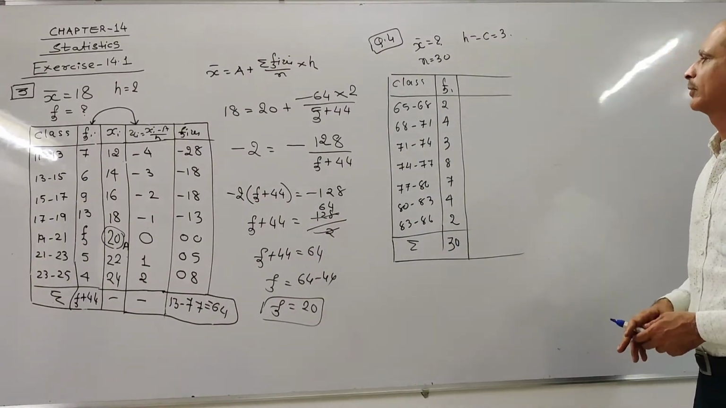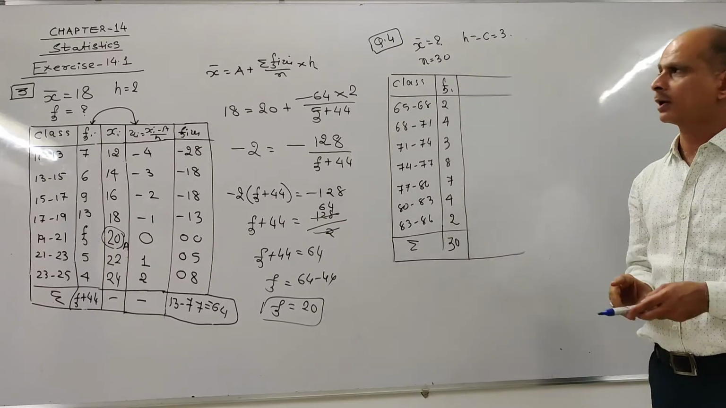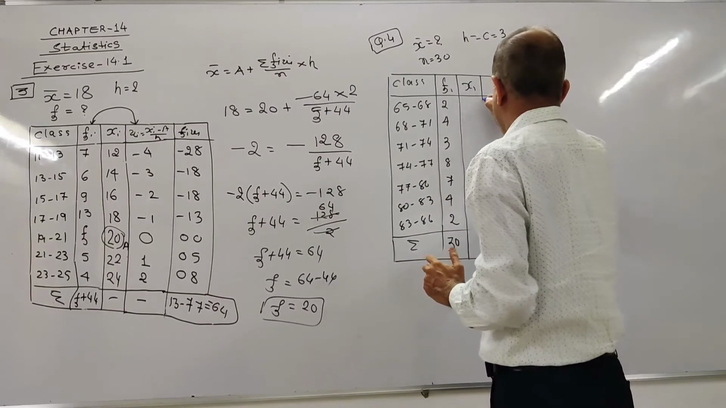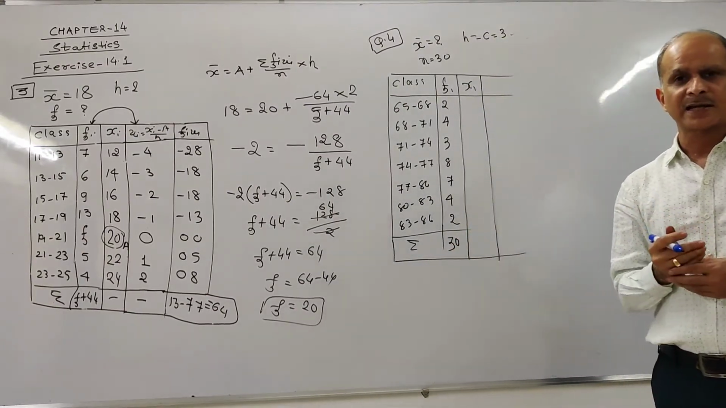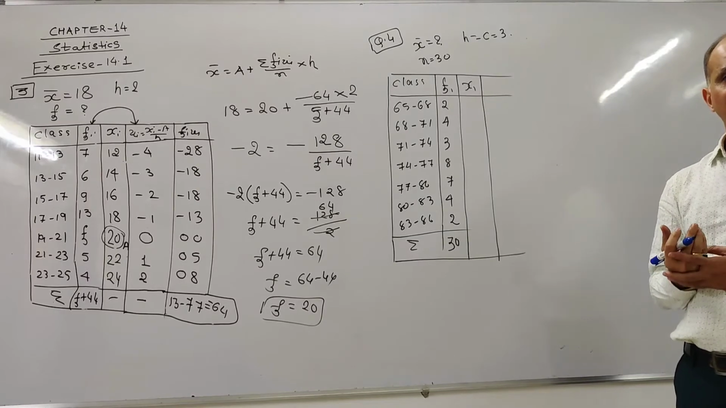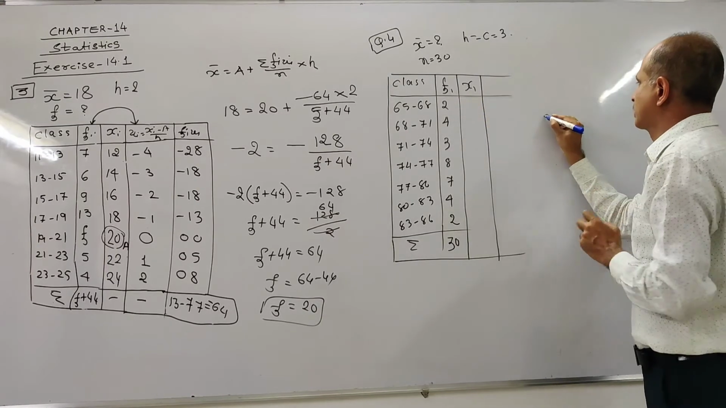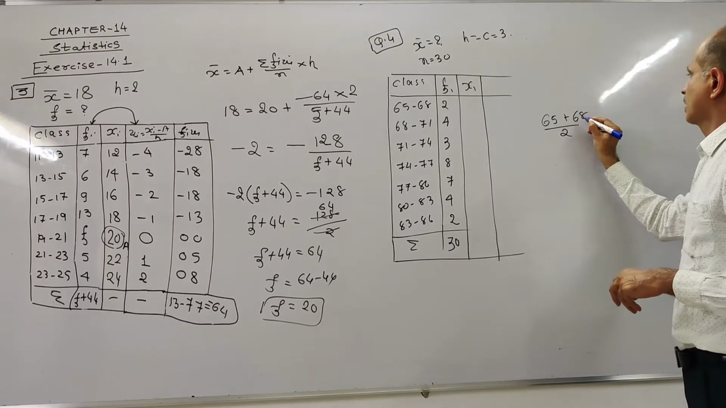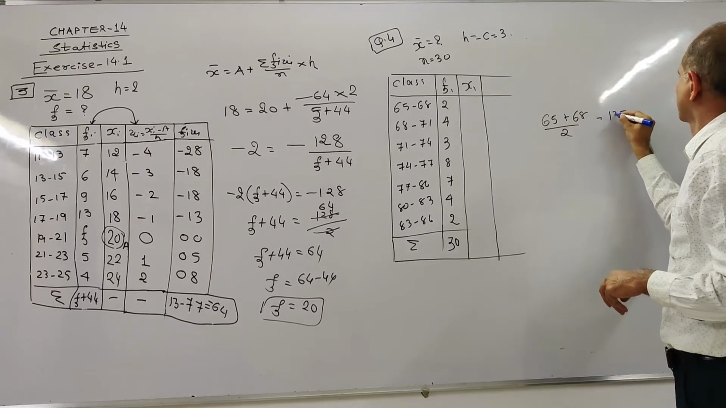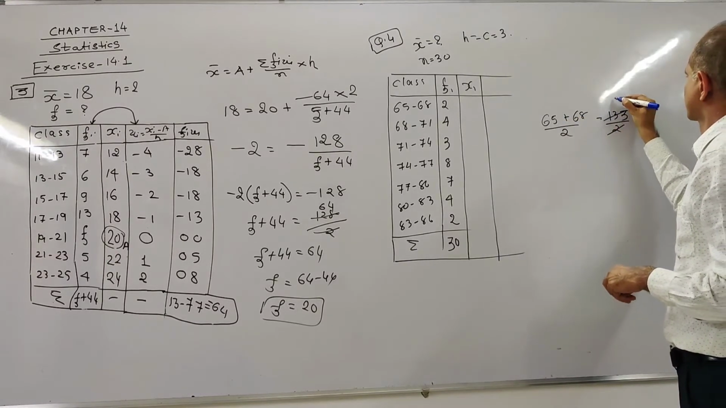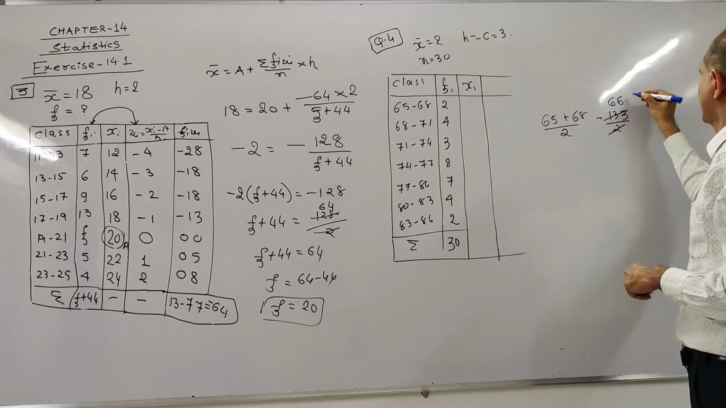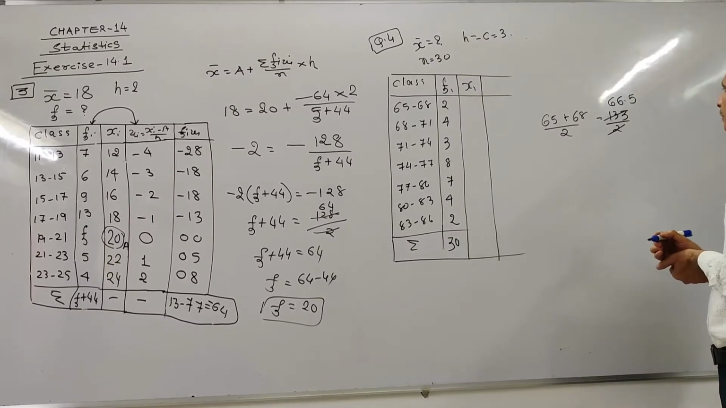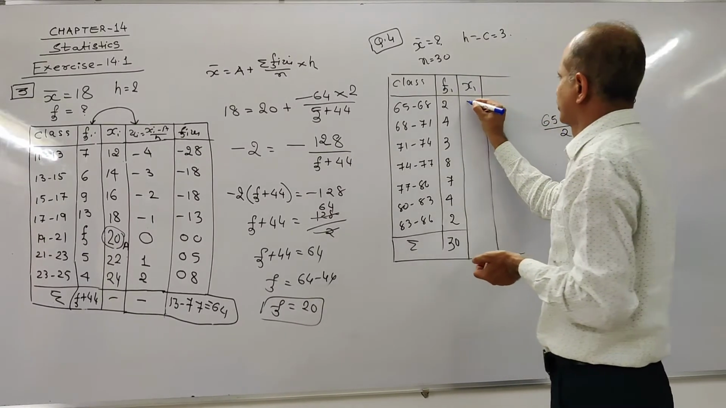So whatever is given to you, I have written in the form of a column. Now the third column is your xi. Let me find out xi. You know how to find xi? Xi means class mark: lower limit plus upper limit by 2. So here it is 65 plus 68 by 2, that is 133 by 2, which is 66.5.